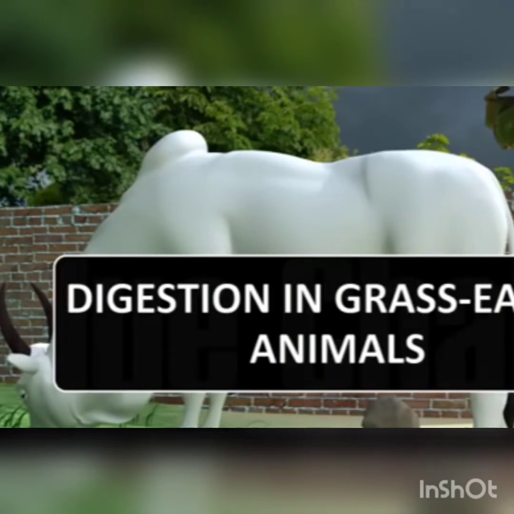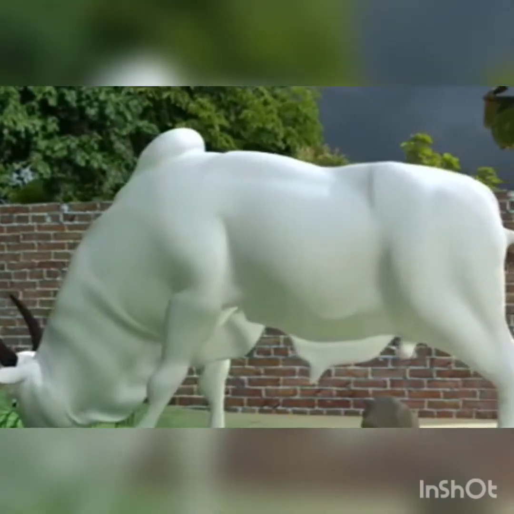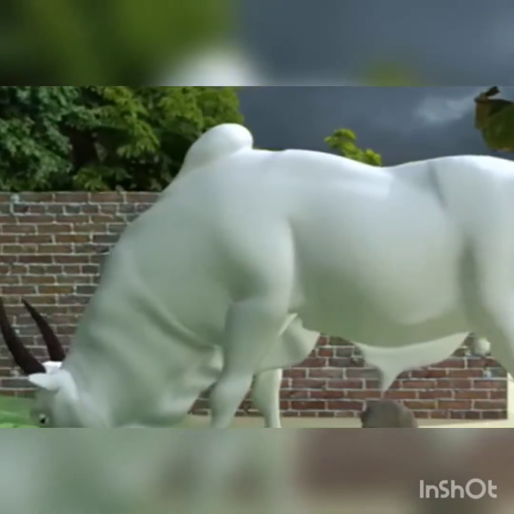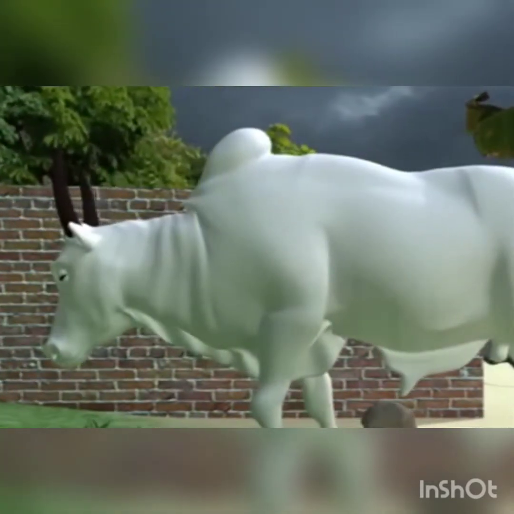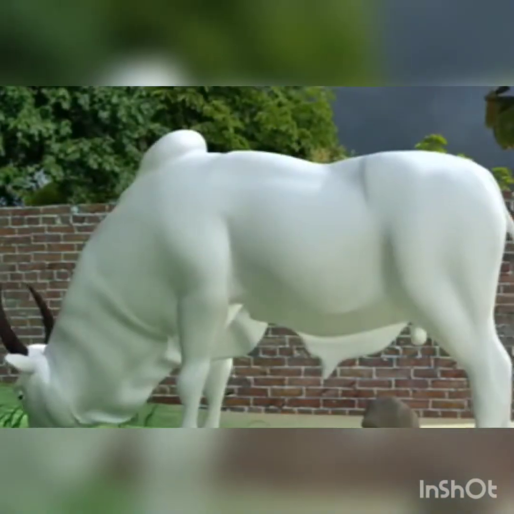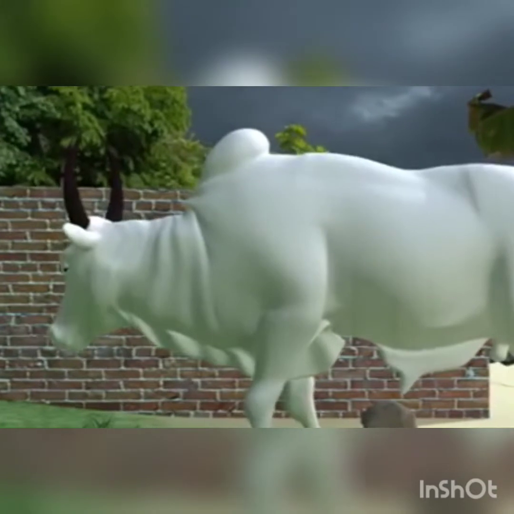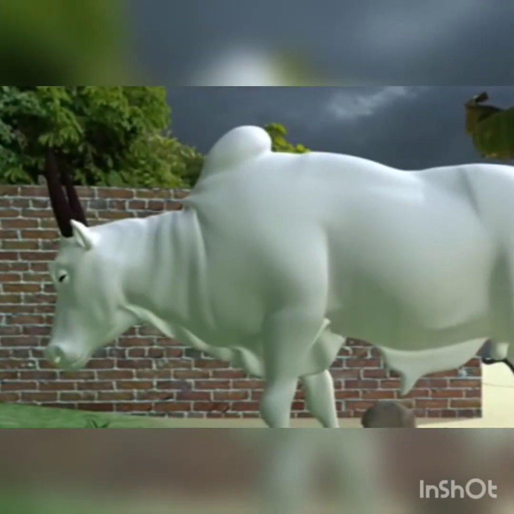We have seen that cows, buffaloes and other grass-eating animals chew continuously even when they are not eating. Do you know the reason why these animals continuously chew? Yes, when these animals eat grass, they actually quickly swallow it and store it in a part of the stomach, which is called the rumen.